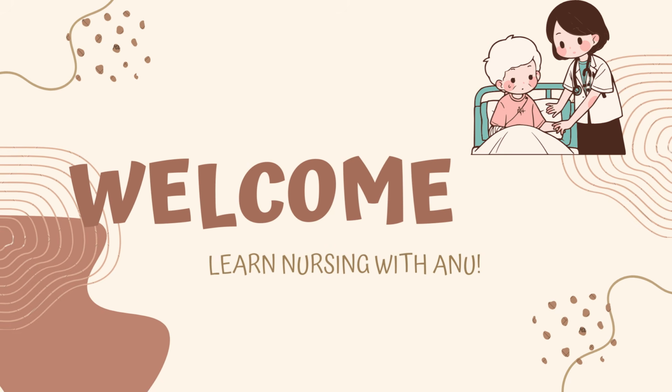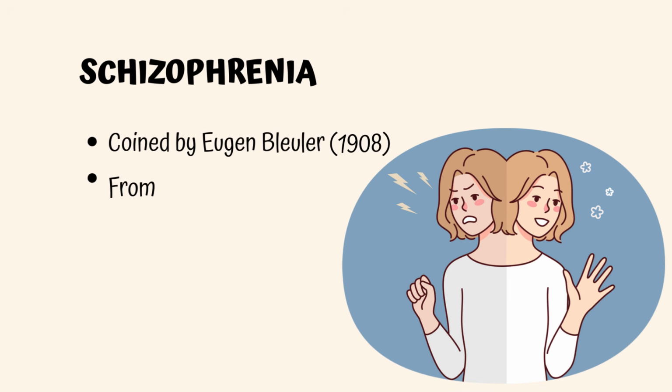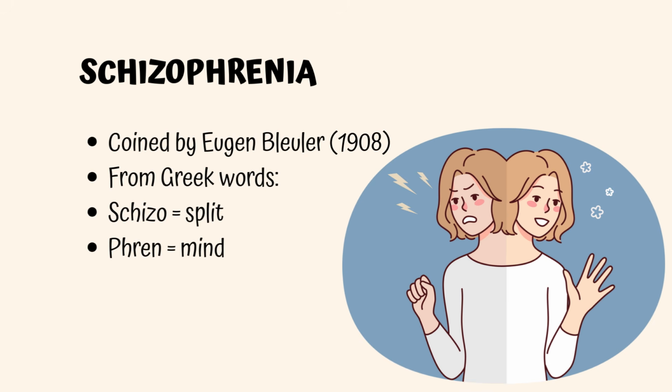Today we are going to discuss schizophrenia, one of the most important and frequently tested topics in psychiatric nursing. Schizophrenia is a chronic psychotic disorder and the term was coined by Eugen Bleuler in 1908. It comes from two Greek words: schizo means split, phren means mind. And importantly, this is not meant by split personality.